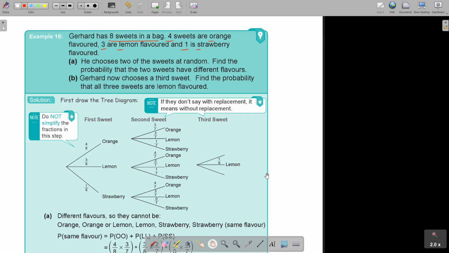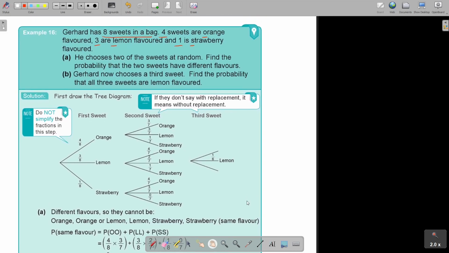Okay, so then let's just go back. You choose 2 of the sweets at random. Find the probability that the 2 sweets have different flavors. Now, different flavors, so they cannot be the same. So the ones that you must eliminate, the ones that you must take out, are the same flavor. And that will be orange, orange, lemon, lemon, strawberry, strawberry. So that's the one that you must take out.